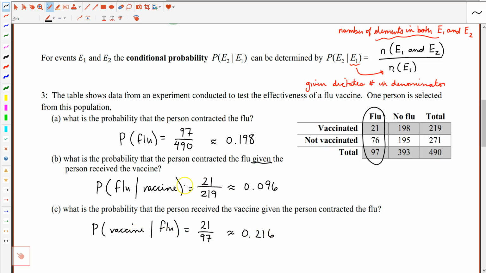These ones are going to be a little bit different because of the criteria about what the person had to satisfy. In one, we know the person got the vaccine, and we're finding the chances that they then have the flu as well. In the other, we know the person had the flu, and then we want to find the chances that they also got the vaccine.